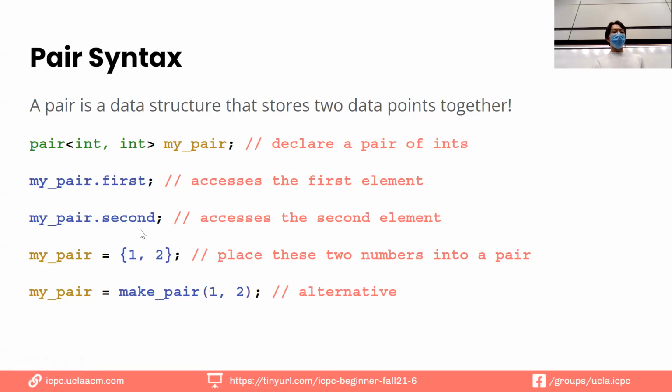And we can initialize it using these 2 methods, either the make_pair function or this very compact method with curly braces. I've never really used make_pair because it's just so verbose, so I would recommend also not doing that. But just for the sake of completion, we have that in here.